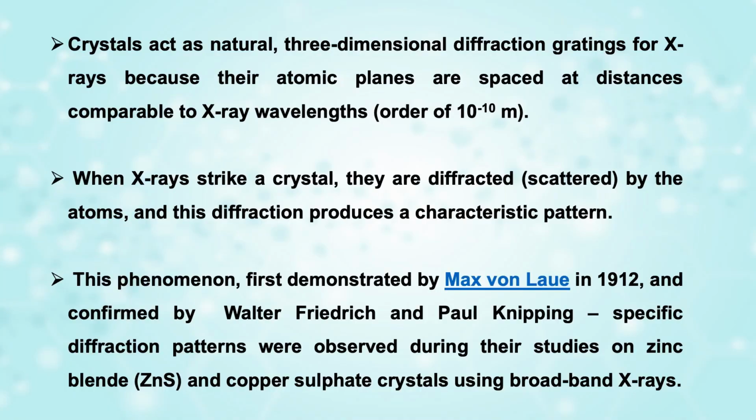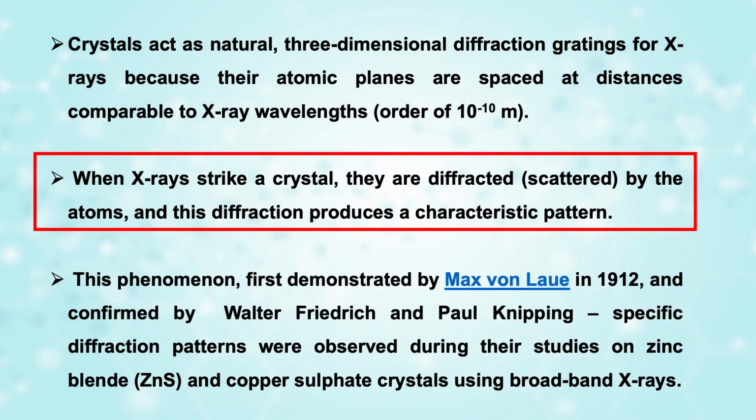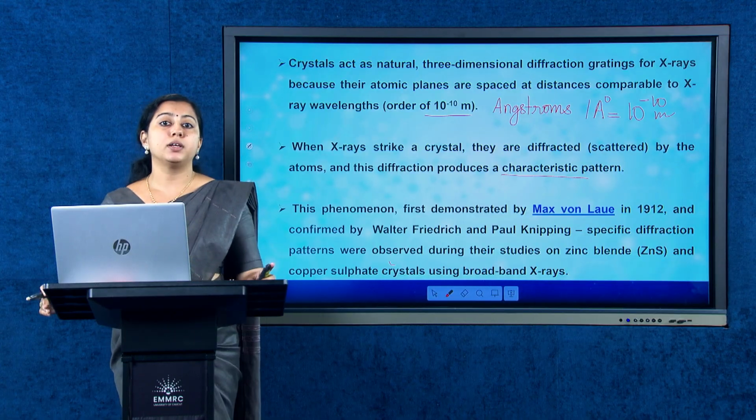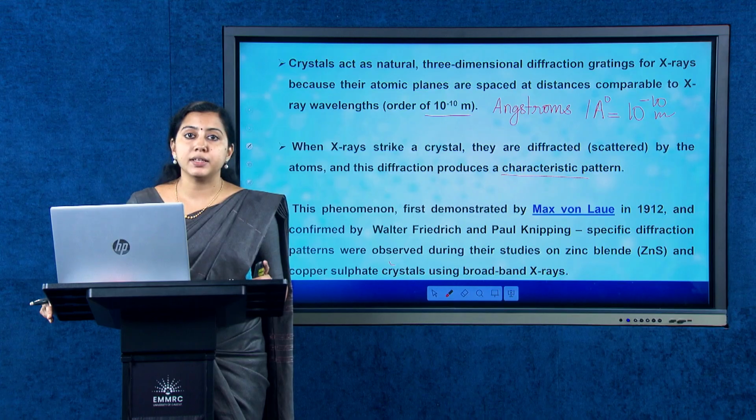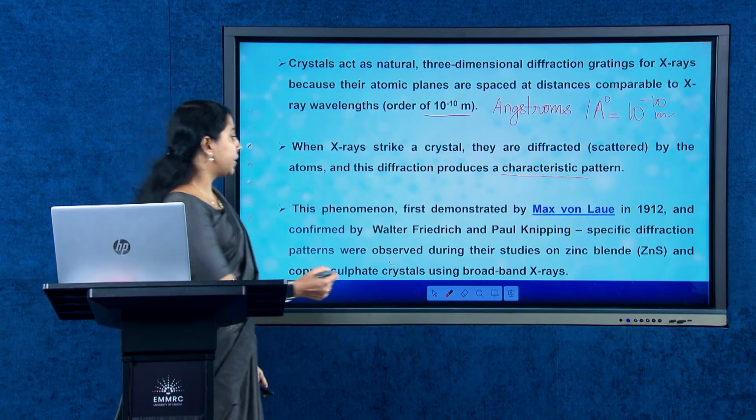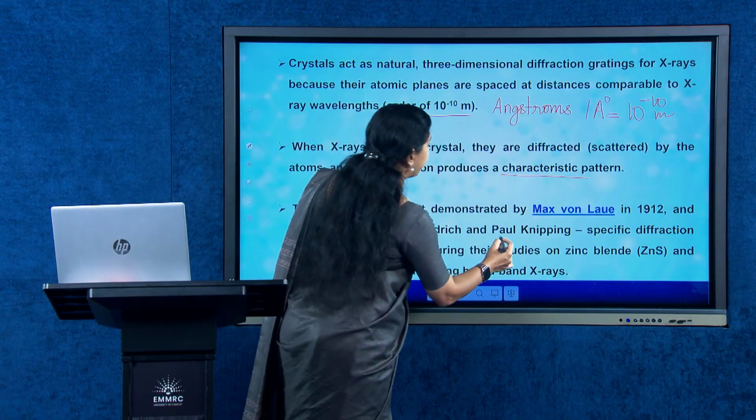So, when X-rays strike a crystal, they are diffracted or scattered by the atoms, and this diffraction produces a characteristic pattern or a unique diffraction pattern. Such a phenomenon was first demonstrated by Max von Laue in 1912 and further confirmed in the same year by Walter Friedrich and Paul Knipping.